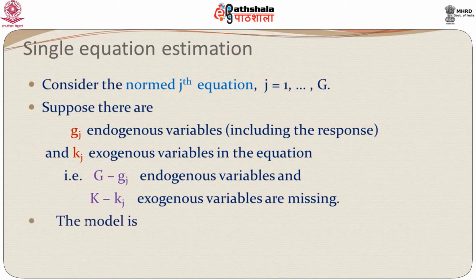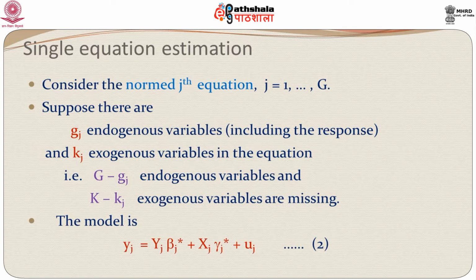So, we can write the model as y_j is equal to Y_j beta_j star plus X_j gamma_j star plus u_j. Now, remember that we have normed the jth equation. So, the coefficient of y_j should have been beta_jj, but we have taken that to be equal to 1. This is the equation that we will be concerned with, and we will be estimating the parameters beta_j star and gamma_j star.